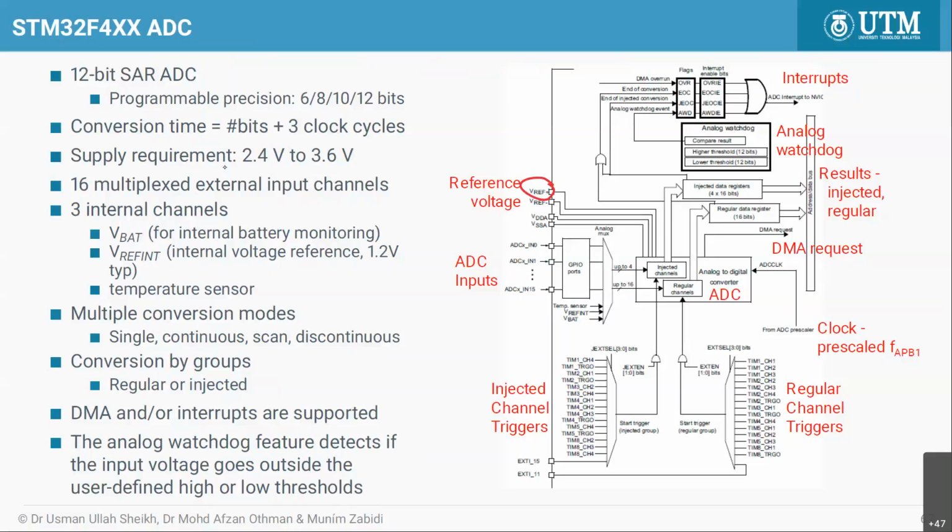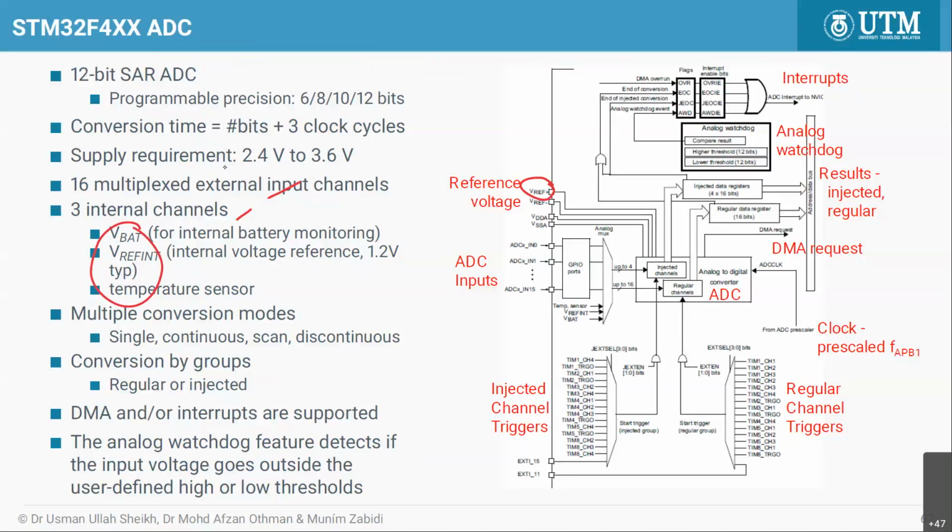Right, and then from the whole system here, we have 16 channels from outside and 3 internal channels. Okay, so that means you can sample up to 16 different values from outside. And then there's also 3 internal channels from the processor itself.